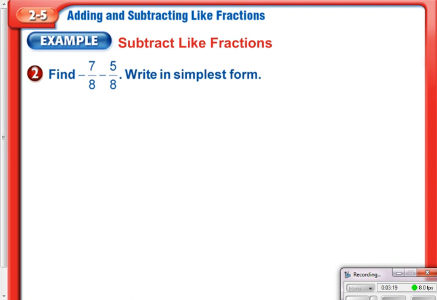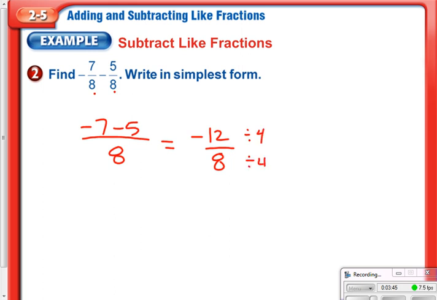Example 2 here for subtract like fractions. Why don't you go ahead and pause the video here and work through it yourself and then check back in. Alright, now that we're back, the first thing that you should have done is write that like denominator of 8. Put in negative 7 minus 5. We get negative 12 over 8. And this would be able to be reduced, dividing by 4 here. And we get negative 3/2 or negative 1 1/2.